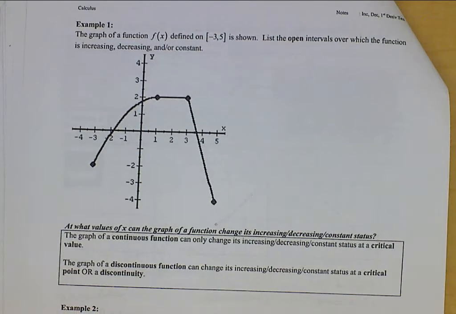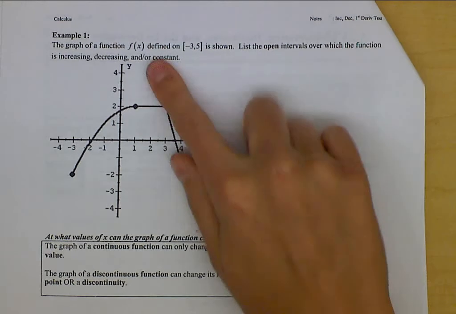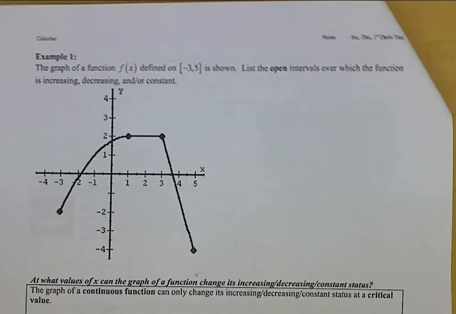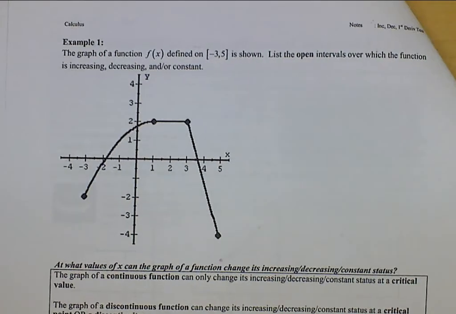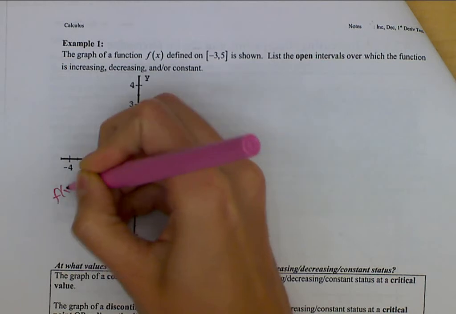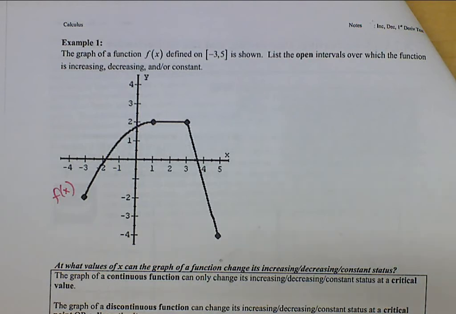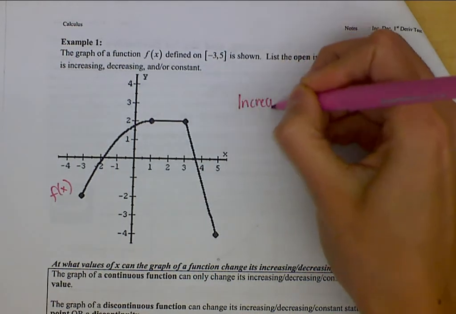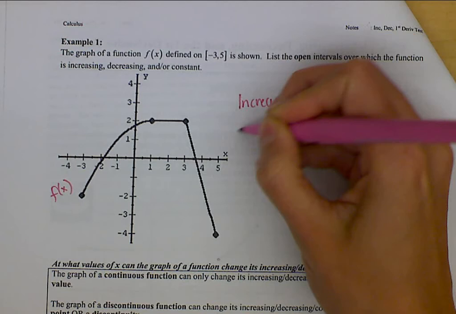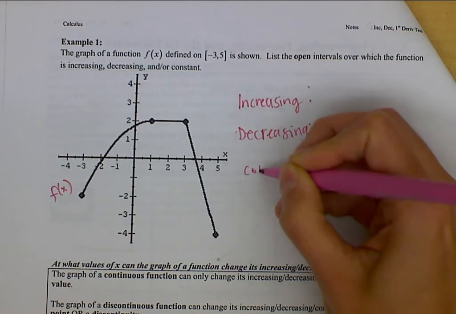Example 1: the graph of a function f of x, defined on this interval, is shown. List the open intervals over which the function is increasing, decreasing, or constant. So remember, this thing is just f of x, it's not f prime of x. So if we want to show where it's increasing or decreasing, we really just need to look at this function. So it's increasing, where it's decreasing, and where it's constant.